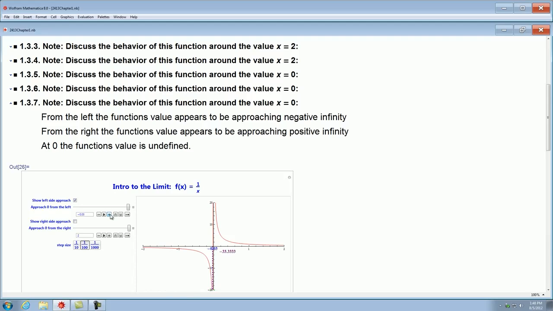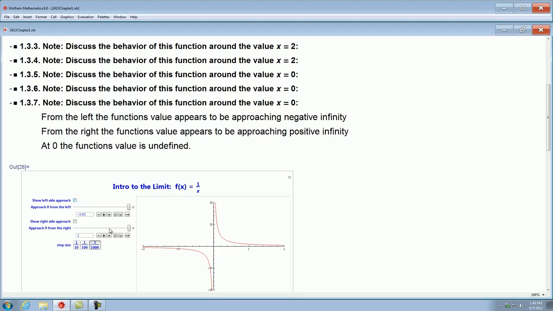Negative 25. Let me go even finer. We're at negative 100. We just keep going. I mean, that sucker's just headed off where? It's headed off to negative infinity. It's just going to keep going down forever. So as we approach 0 from the left, our function's value approaches negative infinity.